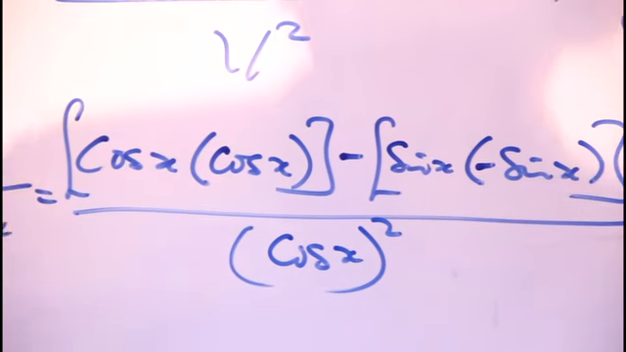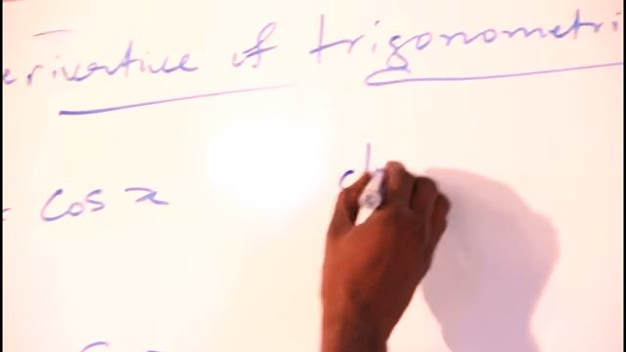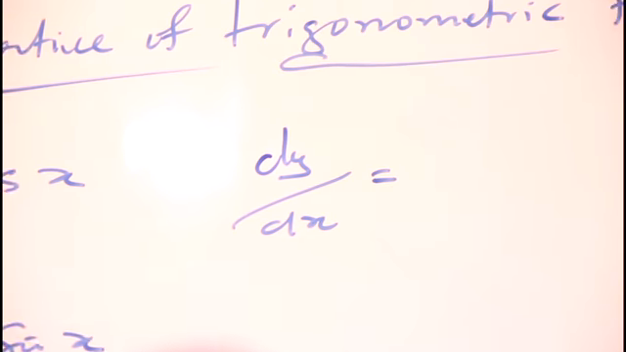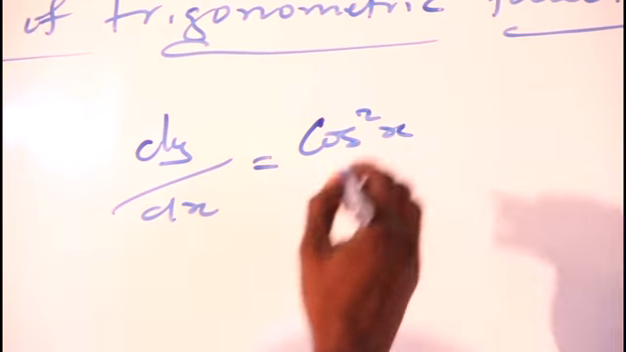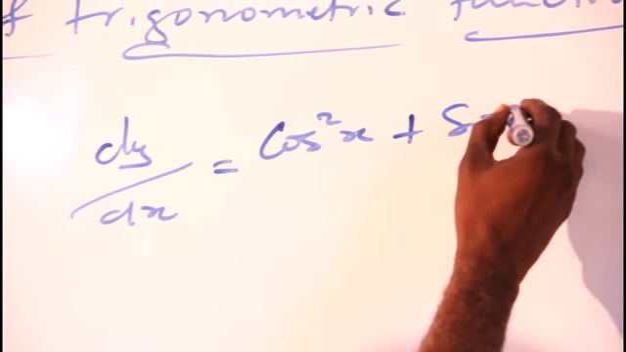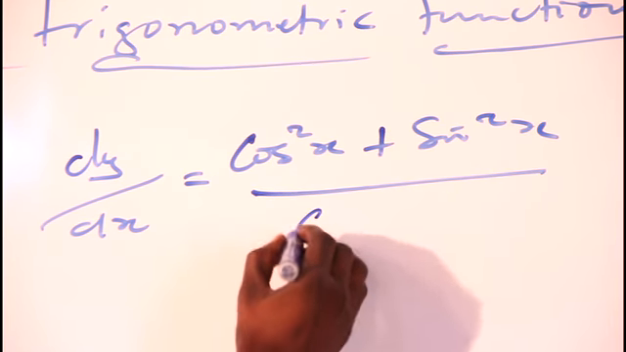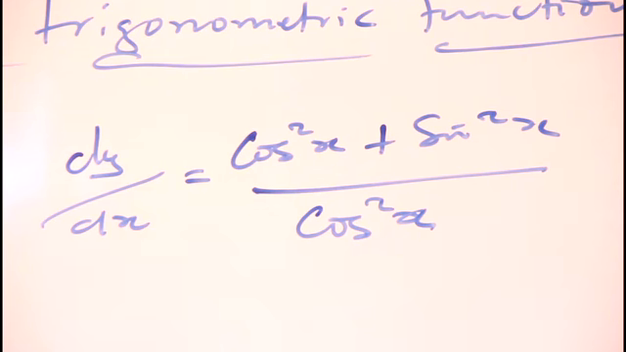So if we have things like this, what we need to do is to simplify further. So in simplifying further, I will end up having dy over dx will be equal to, now work out this times this, will now give us cos squared x, then this will now give us plus sine squared x, all over cos squared x.